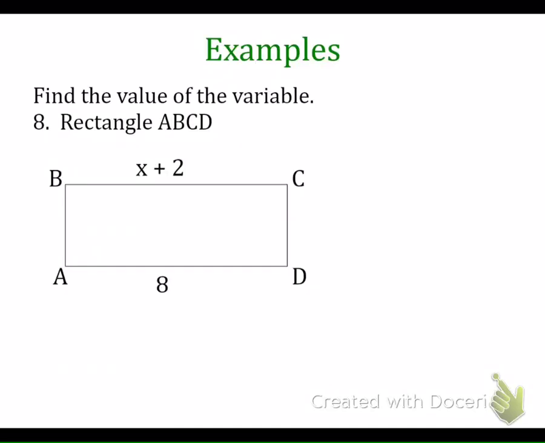Alright, so this is 6.4 day 2. Find the value of the variable. So it's a rectangle. Opposite sides are congruent. So how would I solve for x?